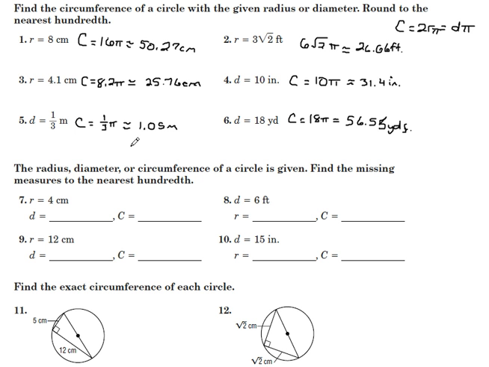Okay, for numbers 7, 8, 9, 10, directions say the radius, diameter, or circumference is given. Find the missing measures to the nearest hundredths. Okay, the radius is 4, diameter is twice that, 8 centimeters. Circumference is the diameter times pi, so 8 pi. In the calculator we have 25.13 centimeters.